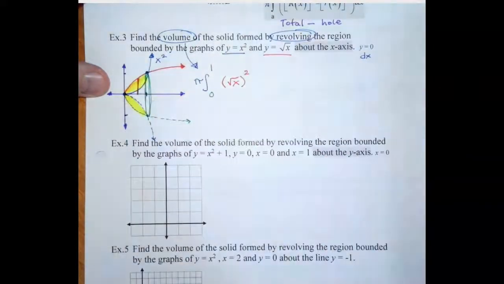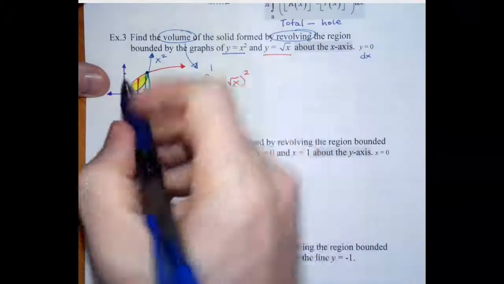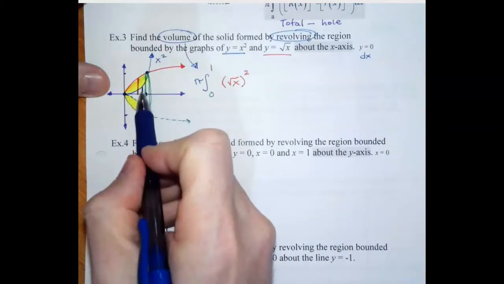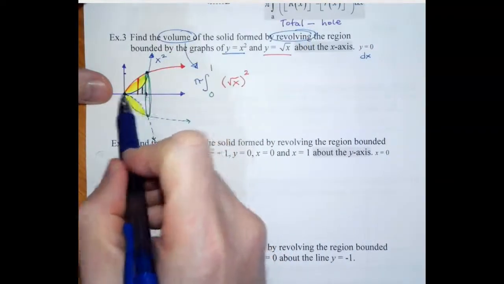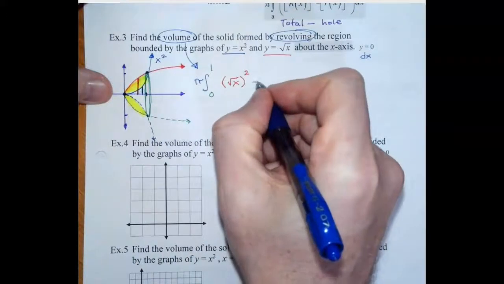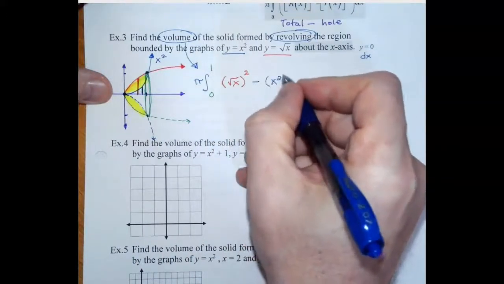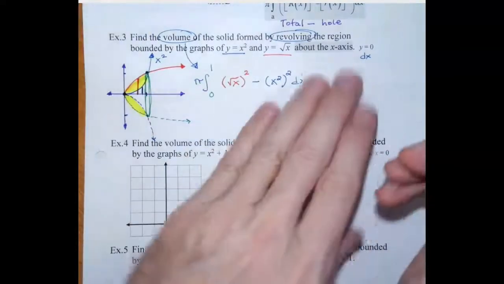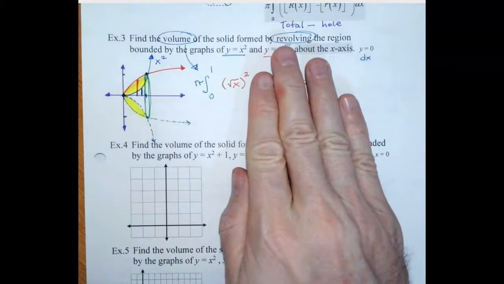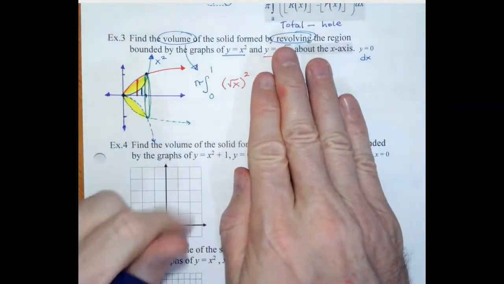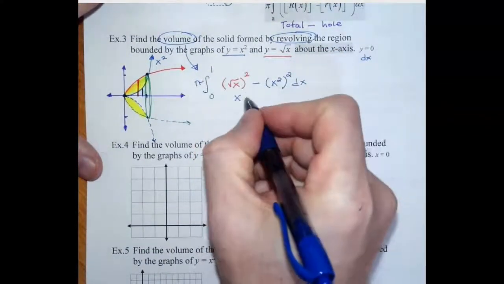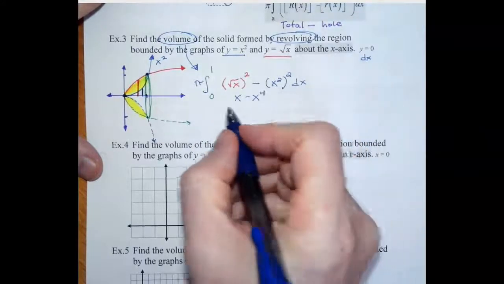If there was no hole, we'd be done. That's it. But we also have the volume of this funnel thing here. And the radius of that is the blue line that I just drew there, which was x squared. So that's going to be minus x squared squared. Okay, and then dx. So once again, that's the same thing we've done twice already. If we were to find the volume of the whole thing, minus the volume of the hole. So this is just x, and this is x to the fourth.